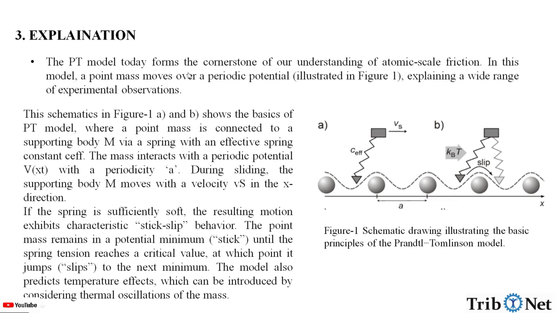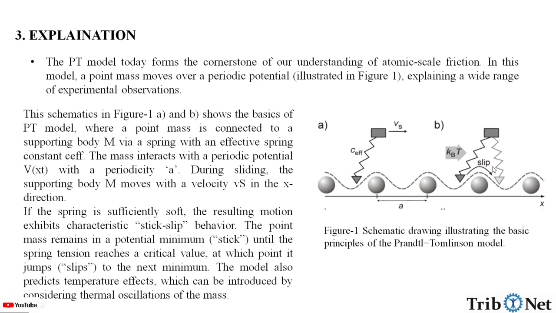What does this model say? The PT model today forms a cornerstone of our understanding of atomic scale friction. In this model, a point mass moves over a periodic potential, as illustrated in figure 1, explaining a wide range of experimental observations. Here in this figure, it shows the basics of the PT model, where a point mass is connected to a supporting body M via a spring, with effective spring constant C effective. The mass interacts with the periodic potential V with a periodicity a. During the sliding, the supporting body M moves with a velocity v in the x direction.